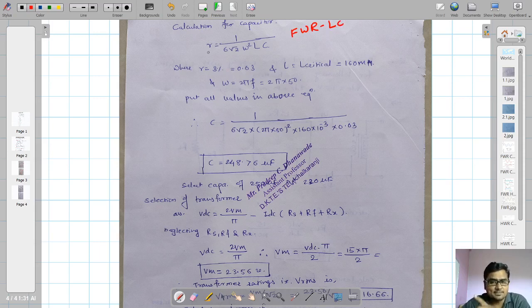The ripple factor R is equal to 1 divided by 6 root 2 omega square LC. Now from this equation, we have calculated the inductor. The ripple factor is known, that is 0.03, 3% means 3 divided by 100. Omega is known, 2 pi f, f is 50 hertz, so I can calculate omega. If all the things are known, calculate the value of the capacitor. I am putting all the values and I am getting 248.76 microfarad.